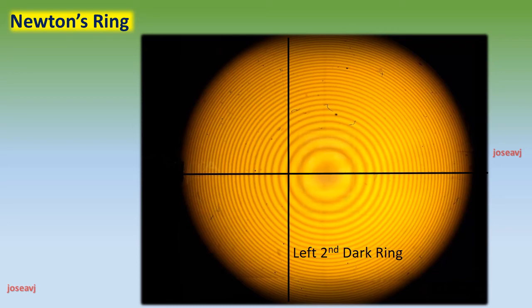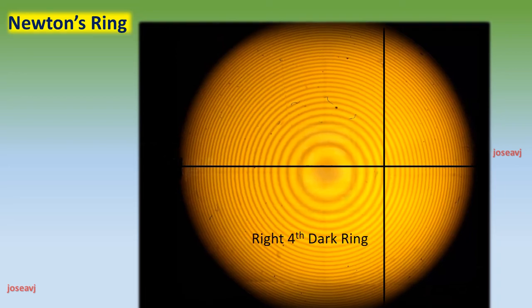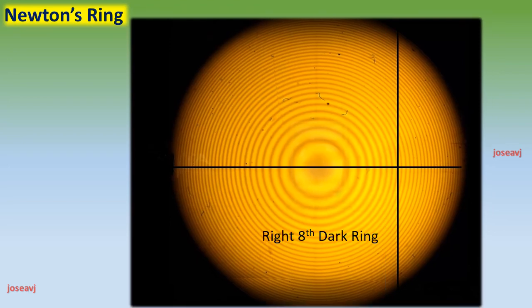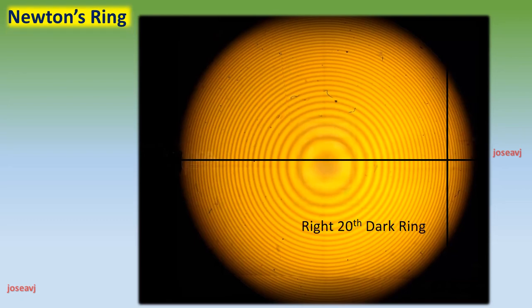Cross the center. Take the reading corresponding to the 2nd dark ring on the right side. Take the reading corresponding to the 4th dark ring on the right side. Take the reading corresponding to the 6th dark ring on the right side. Take the reading corresponding to the 8th dark ring on the right side. Continue. Take the reading corresponding to the 18th dark ring on the right side. Take the reading corresponding to the 20th dark ring on the right side.